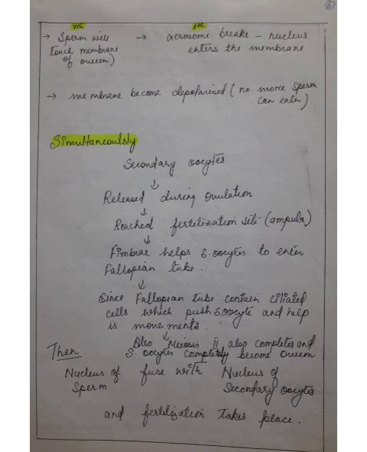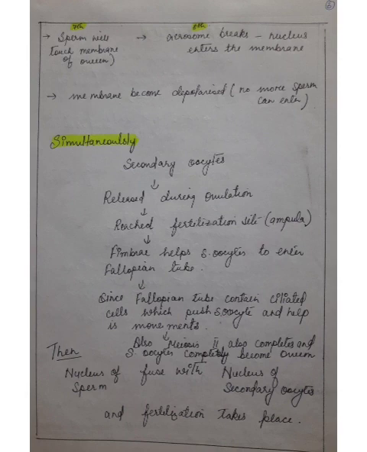Now in this slide I am telling you how the secondary oocyte reaches there. So the secondary oocyte reaches the fertilization site, and the fimbriae, as you can see, help the secondary oocyte to enter the fallopian tube.